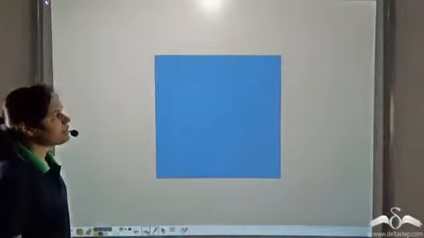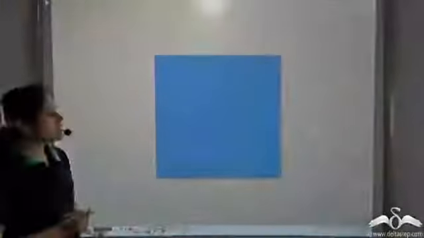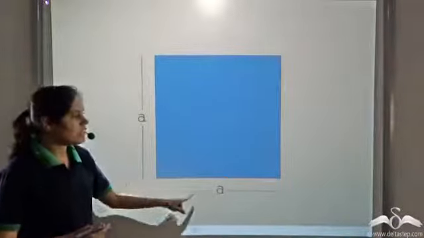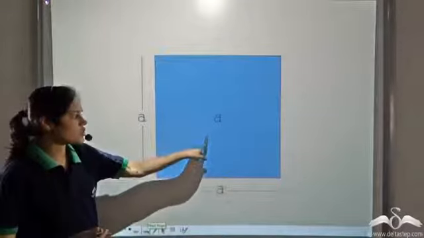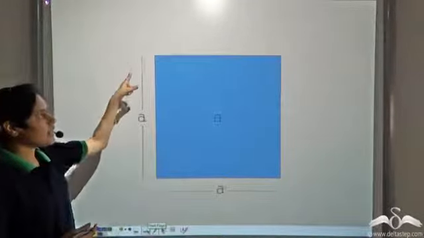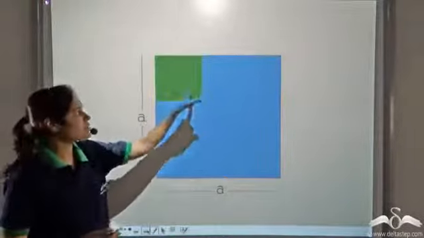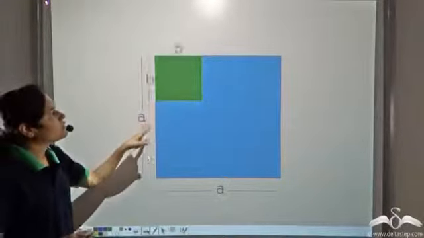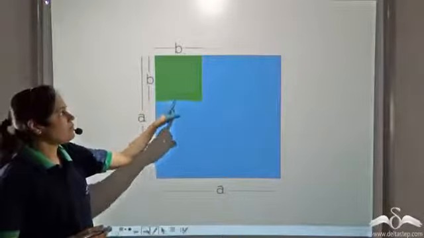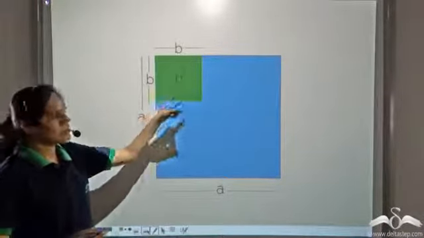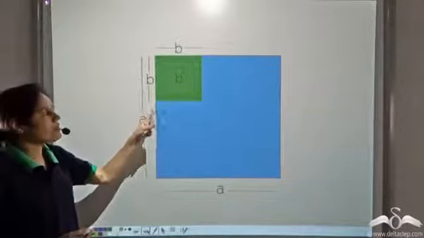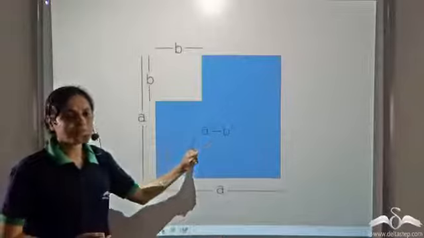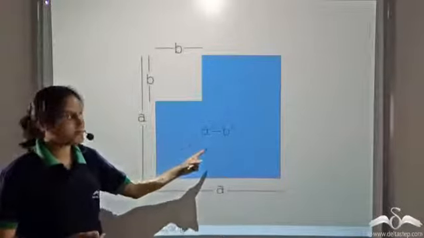Now let us try and prove this geometrically. This is a square of side A. The area of the square is A square. We take another square inside this square with side B. The area of this square is B square. We cut this square from the larger square. So the remaining area becomes A square minus B square.